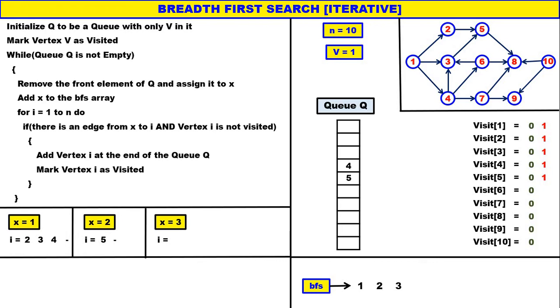But visit of 5, is it 0? No. Visit of 5 is already 1. 5 is already visited. Therefore for 3, we cannot do anything. That's all for 3. Again go back.